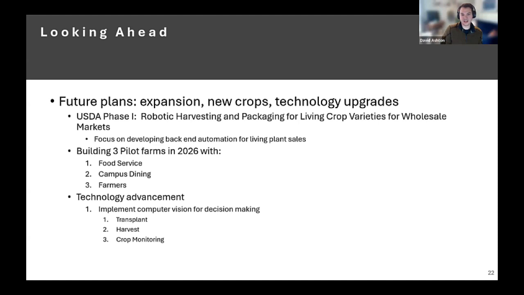We've also received a USDA Phase 1. This will focus on robotic harvesting and packaging of living crop varieties. This was a grant submitted with local farmers. We believe in living crops. If you go to a store like Trader Joe's, depending on where you're located, there's basil that still has roots on it and the crop is still alive, so it reduces waste and keeps the product fresher.